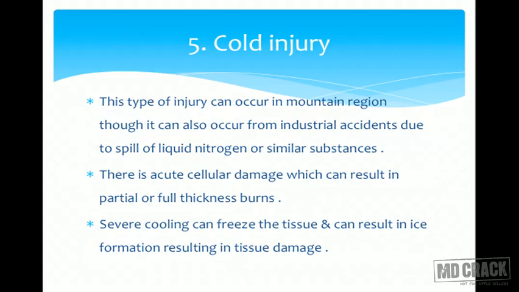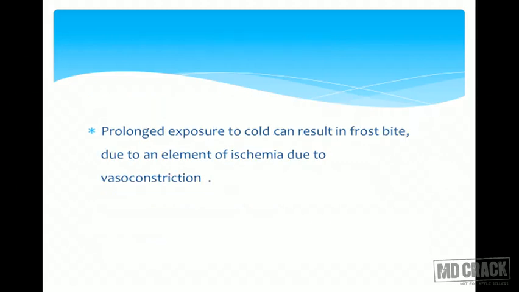Now we'll see cold injuries. This type of injury can occur in mountain regions, though it can also occur from industrial accidents due to spill of liquid nitrogen or similar substances. There is acute cellular damage which can result in partial or full thickness burns. Severe cooling can freeze the tissue and can result in ice formation, resulting in tissue damage. Prolonged exposure to cold can result in frostbite due to an element of ischemia due to vasoconstriction.